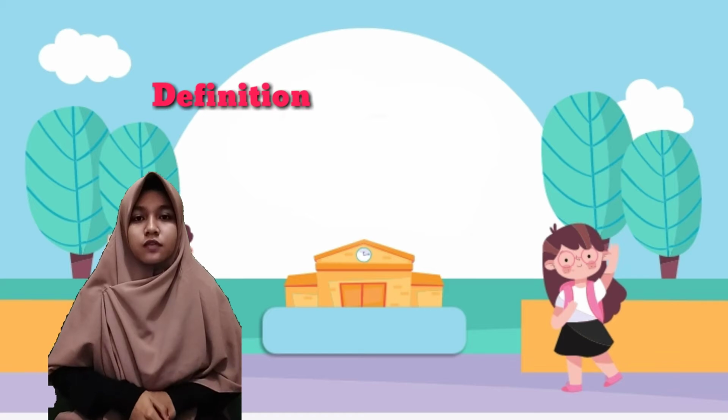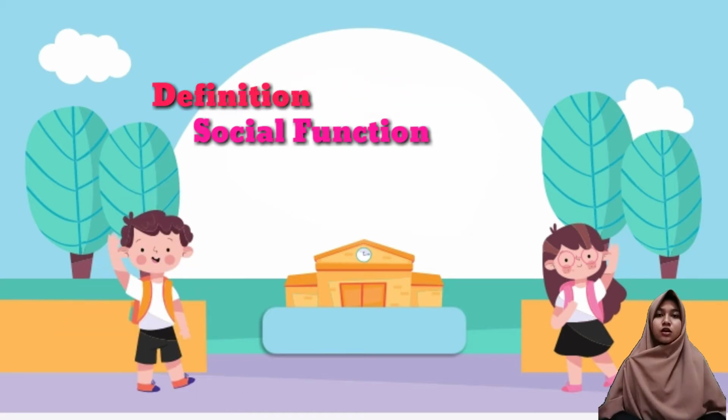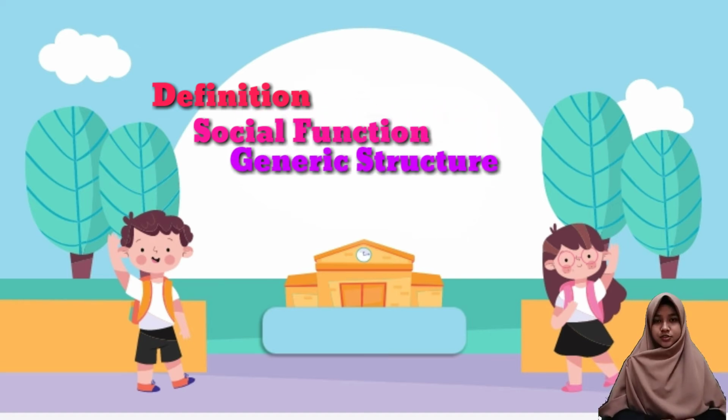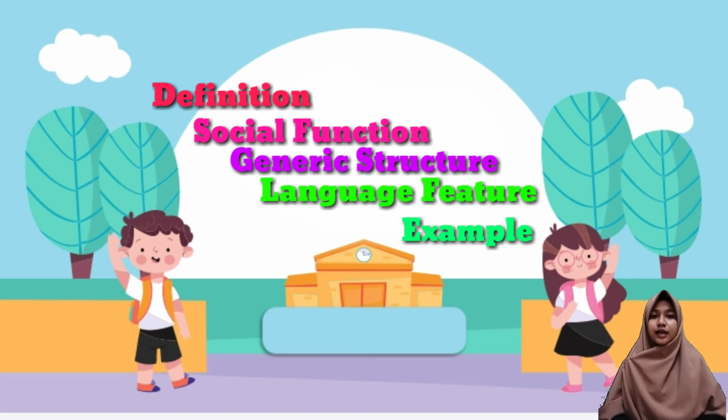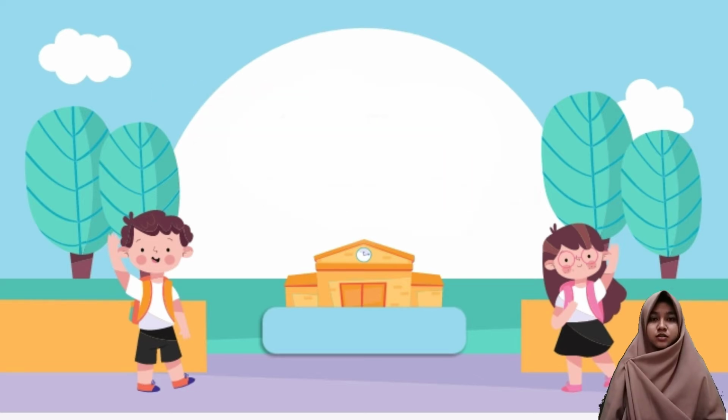The learning objectives are to identify the definition of analytical exposition text, the social function of analytical exposition text, the generic structure of analytical exposition text, the language feature of analytical exposition text, and the last, the example of analytical exposition text. Before we start to learn, let's say Basmalah first.